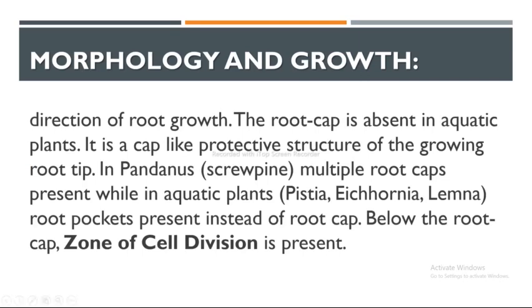The root cap is absent in aquatic plants. It is a cap-like protective structure of the growing root tip. In pandanus, which is also known as the screw pine, multiple root caps are present, while in aquatic plants, for example in Pistia, Eichhornia and Lemna, root pockets are present instead of the root cap. Below the root cap, the zone of cell division is present.